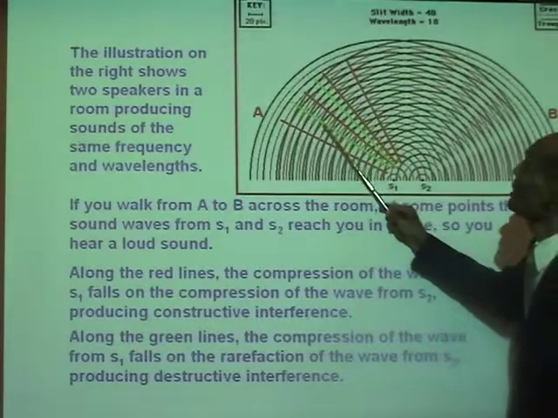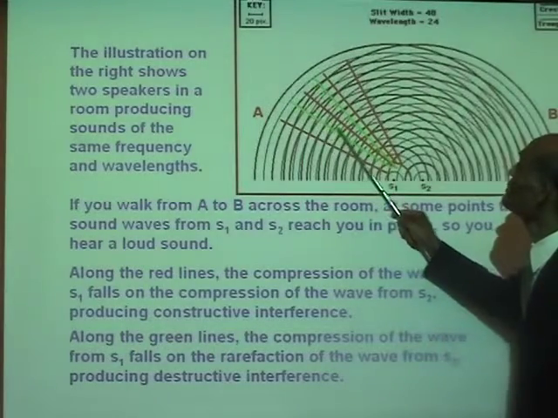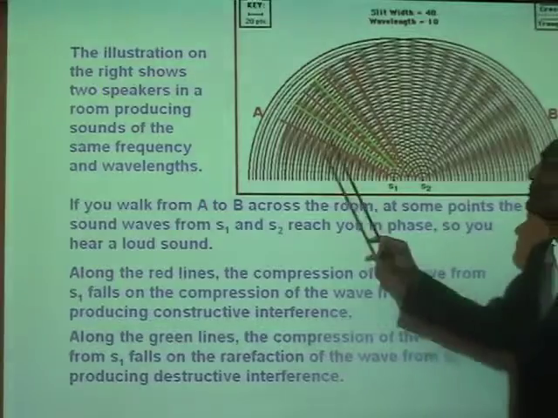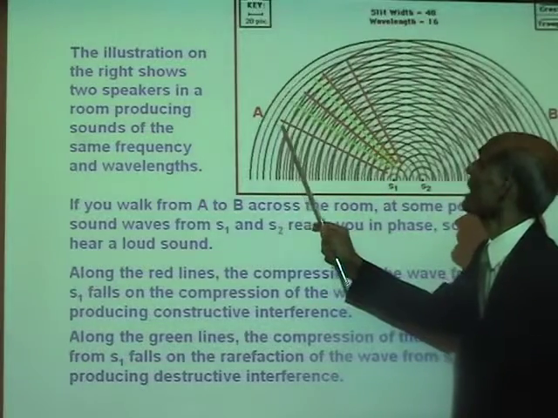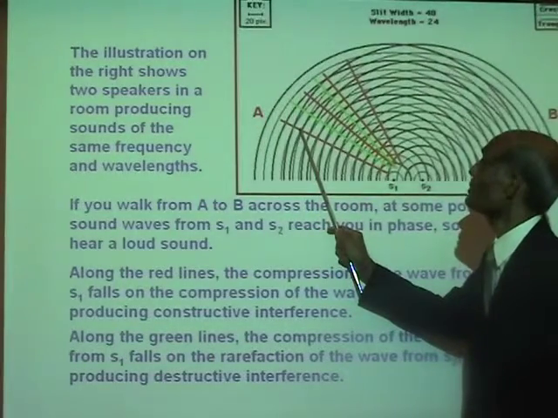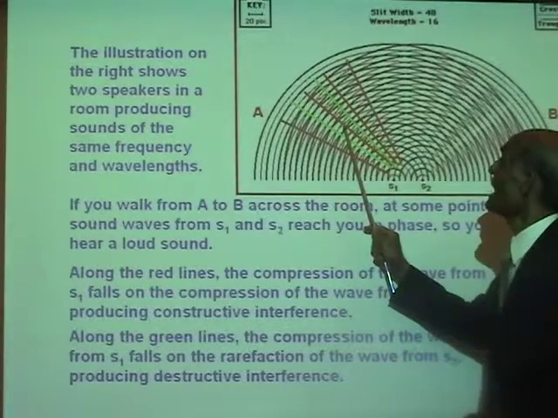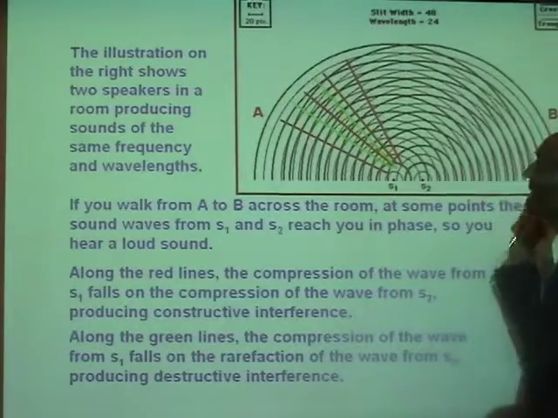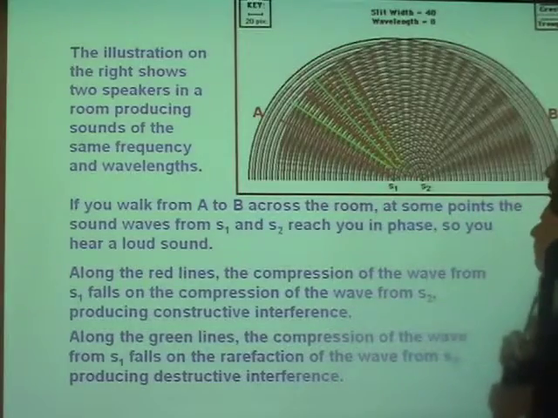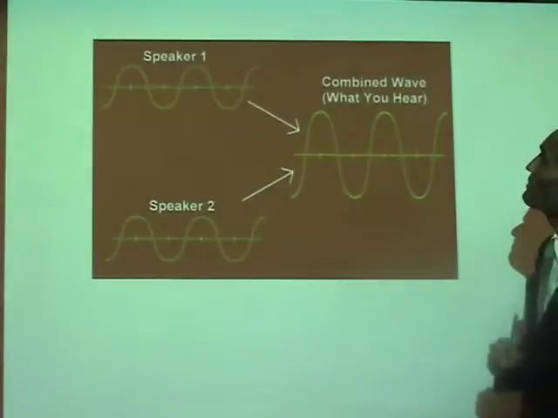Along the green lines, they meet completely out of phase, producing no sound. So when you walk from left to right, if you come to the red line, you hear loud sound. Come to the green line, you get no sound. Loud sound, no sound, and so on. All right, let's leave this and move on.